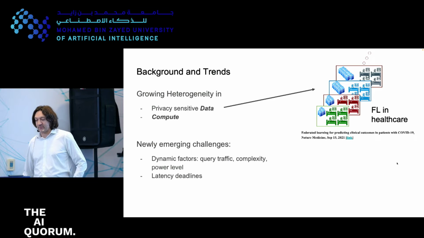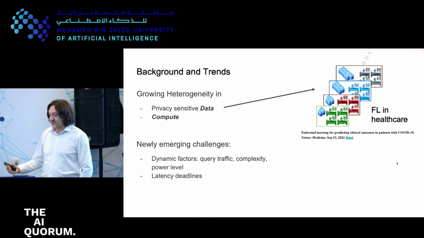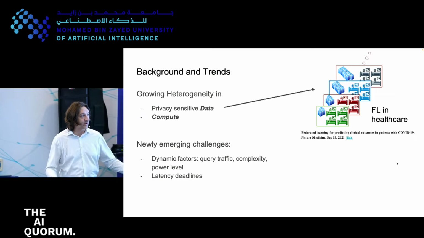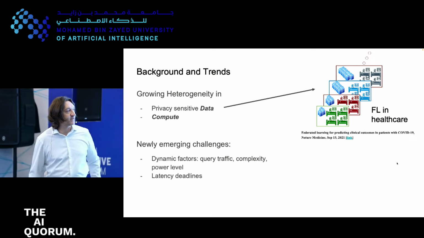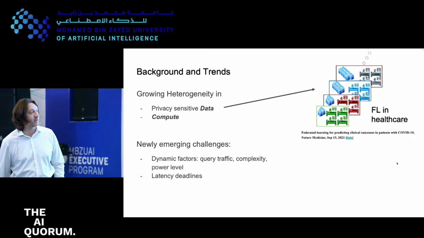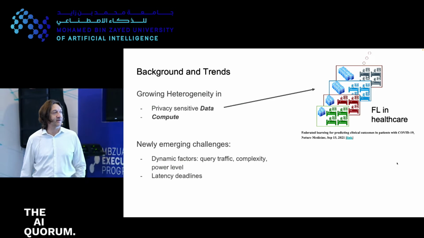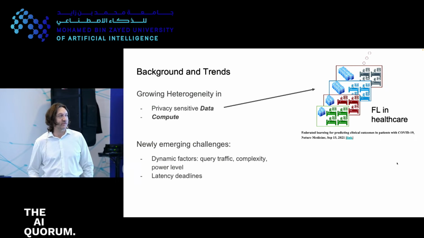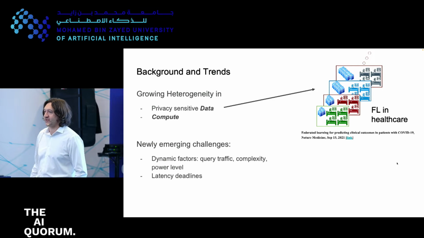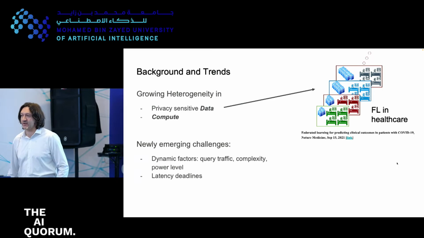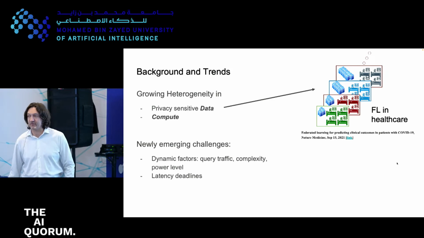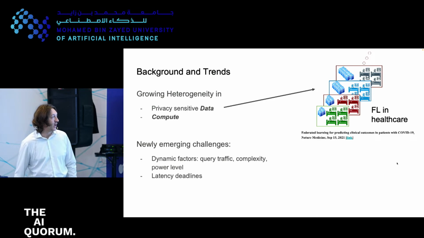So in terms of privacy-sensitive data heterogeneity, this has been emphasized in literature. For example, there's this Nature Medicine journal that published a paper on federated learning for predicting clinical outcomes for patients with COVID-19. The heterogeneity of data, extreme heterogeneity of data, is something they explicitly pointed out. And this is a cross-hospital study that was quite interesting from federated learning perspective. If you haven't had a chance, I encourage you to take a look.